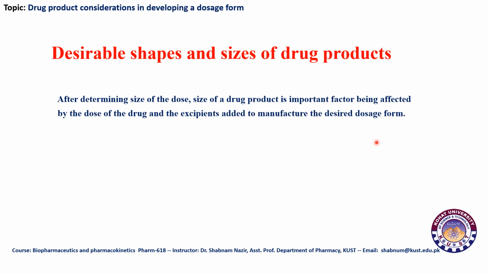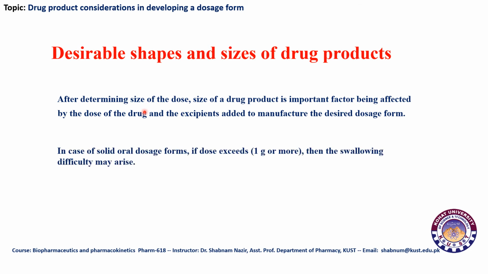Okay, so after determining the size of the dose, the size of the drug product is an important factor, being affected by the dose of the drug and the excipients added to manufacture the desired dosage form. As we discussed, firstly it is important what the size of the dose should be. Then after determining the size of the dose, the size of the drug product also becomes extremely important, because we have to add the excipients, and that collectively can result in abnormal dosage sizes.